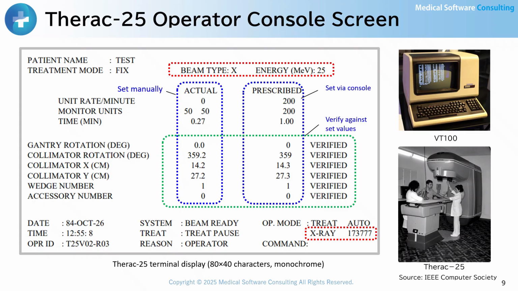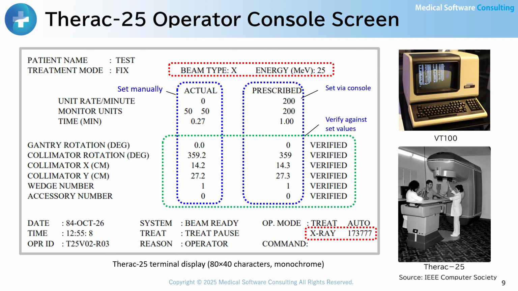At this point, let us take a look at how the Therac 25 was actually operated. This is the screen of a VT100 terminal, the standard video terminal of the time, which could display only 80 by 24 characters in monochrome. Radiation therapists followed a three-step process: first, entering prescribed values into the console using the keyboard; second, performing manual adjustments with the physical hand controls; and finally, verifying the entered values against the settings before proceeding.